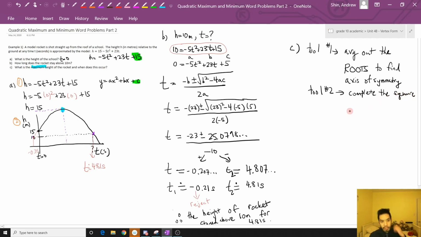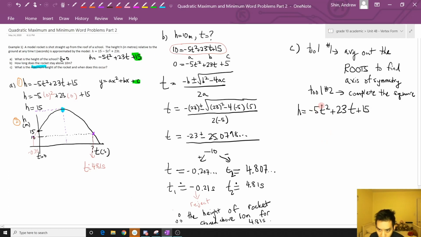Since we just recently learned about completing the square, I'm going to do that right now. I'm going to use tool number 2, even though it's a little more difficult, because we need to practice doing that. And again, for your portfolio, you need to demonstrate your wealth of knowledge.